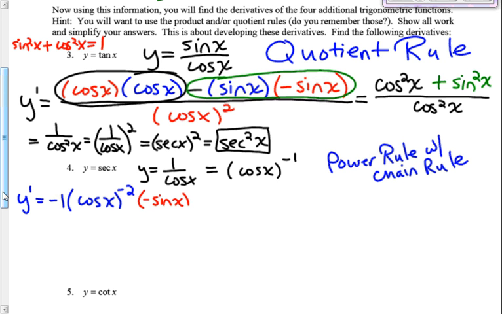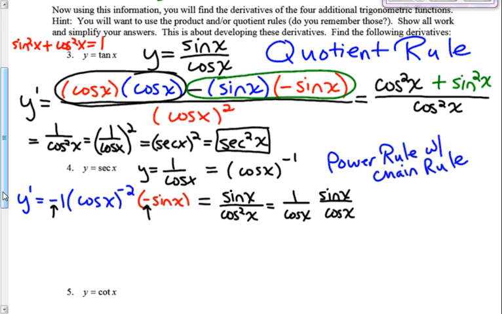At this point, all I really need to do is do some simplification. So, working on our simplification, I have a negative 1 and I have a negative sign, so that's going to make it positive. I have a sine of x on top, and I have a cosine squared of x on the bottom. So I'm going to rewrite that. I have a cosine of x on the bottom, and I have a sine of x on the top, and I have another cosine of x on the bottom.